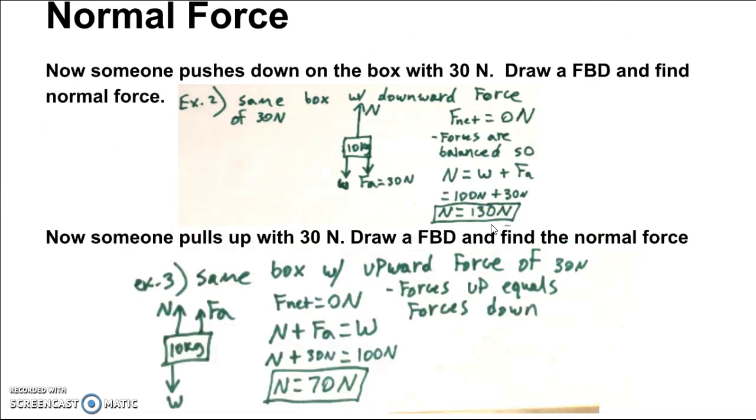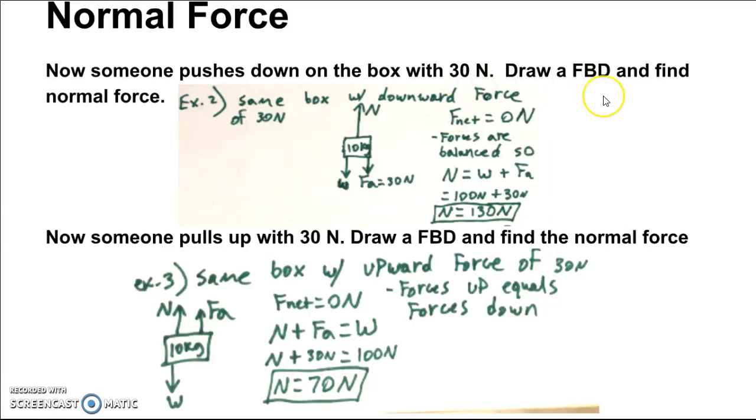But what if someone pushes down on the box? So it's an extra force. On your next one, it says someone pushes down. So you have your free body diagram, and instead of just the weight down, you also have an applied force. This is that person pushing down. And then the normal force is up.